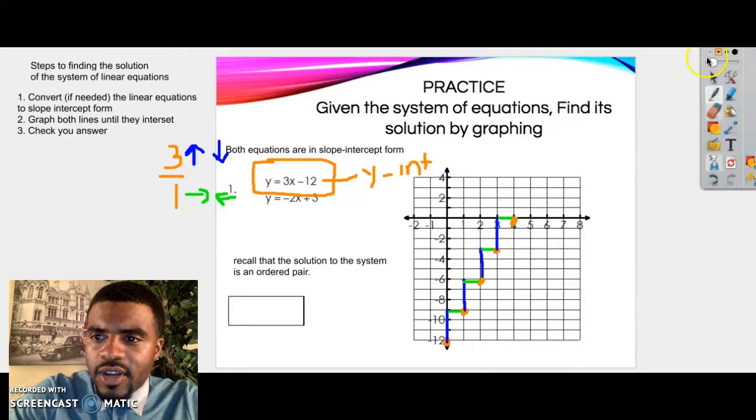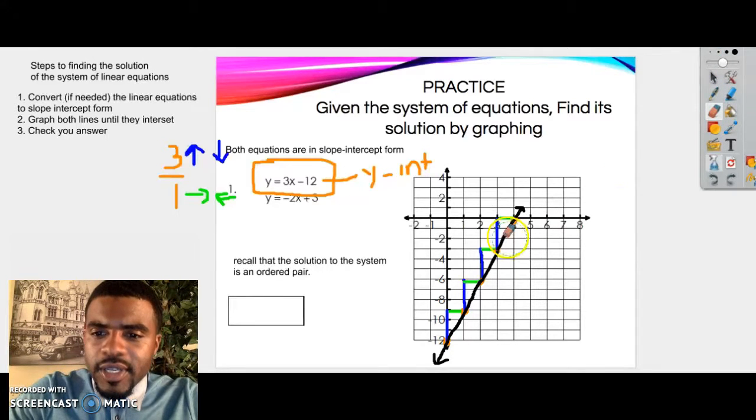I'm going to go ahead and draw. Let's see if we can do a black line, just so we can see the orange points. Okay, wasn't too bad. I'm going to go ahead and erase the green and blue as well as I can, and clean it up a little bit.